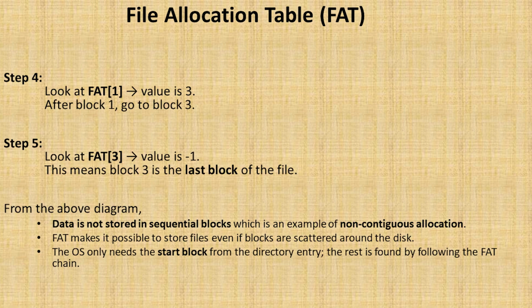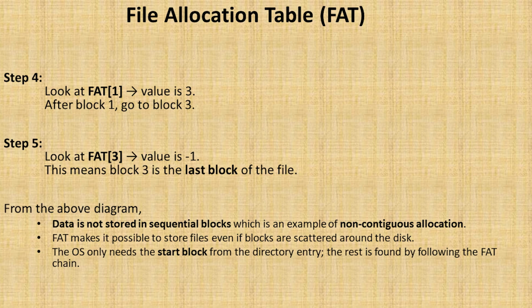Step 4: in the array FAT, the index 1 contains the value 3, that is, from block 1 the pointer is assigned to block 3, that is, the next content is available in block 3. Block 3 contains the value -1, which represents the end of the file, that is, it is marked as the end of the file. It is the last block of the file.